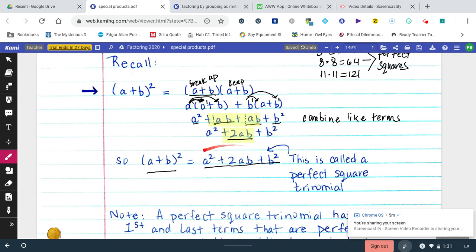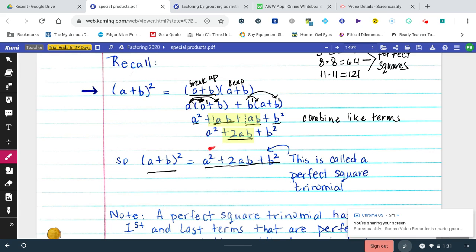So what does that mean? This whole thing right here is a perfect square trinomial. Let's examine each part of this. A squared is a perfect square because a times a gives you a squared. B squared is a perfect square.